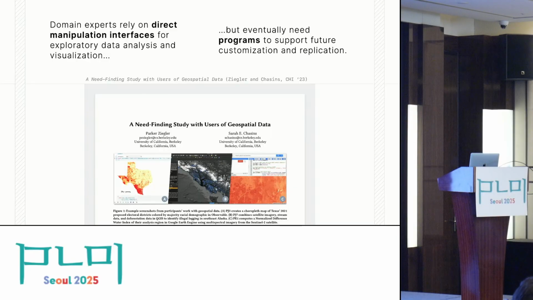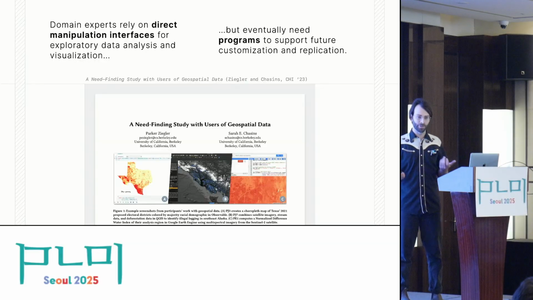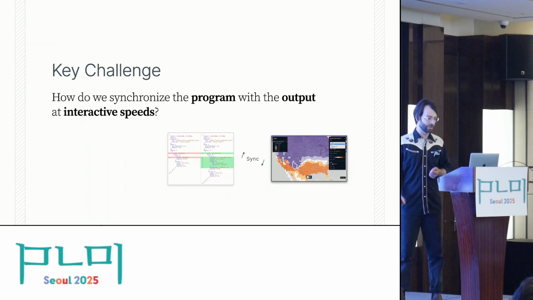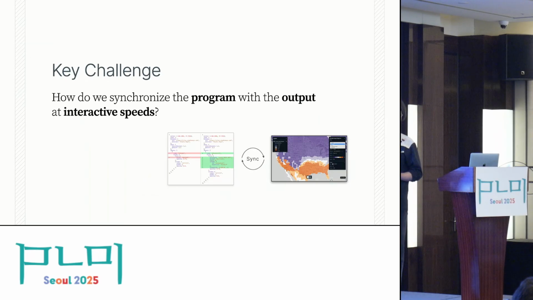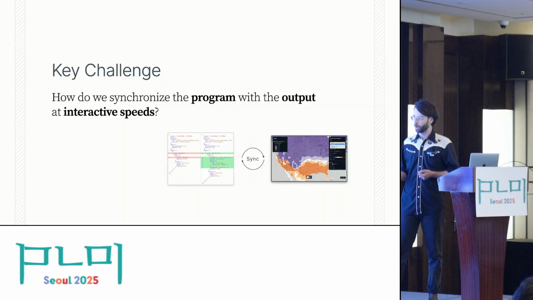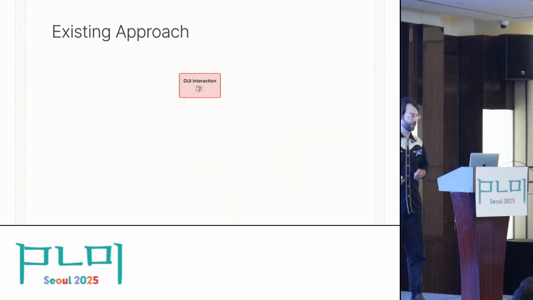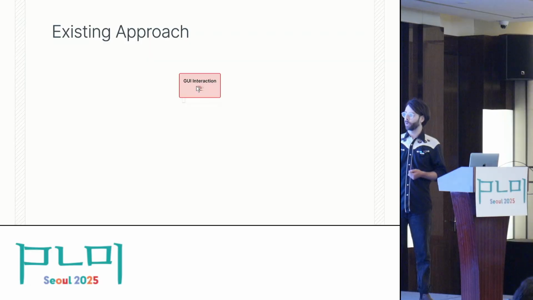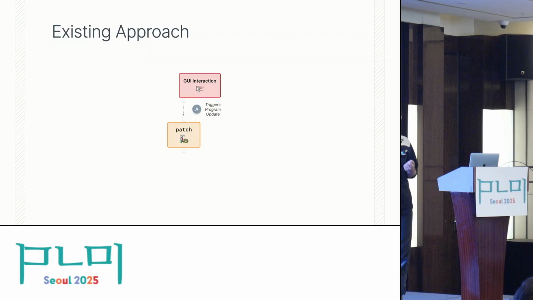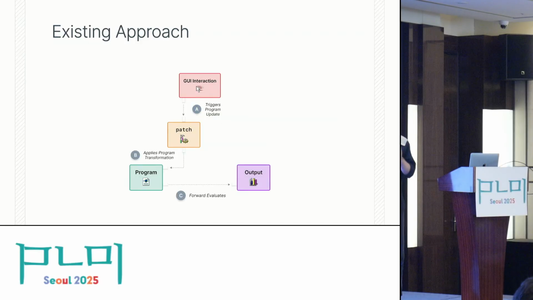interactive system. Now, our primary challenge in building a direct manipulation programming system is figuring out how to synchronize the program with the output at interactive speeds. Prior systems have tended to use an approach that looks something like the following. We have some kind of GUI interaction that a user is taking to trigger this output update. That also triggers some program update process that is handled by this procedure that we call patch. Patch is responsible for synthesizing and applying that program transformation. And then finally, we reevaluate the full program to produce the updated output.